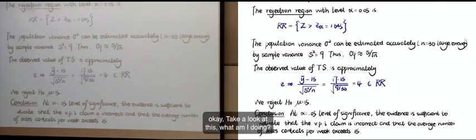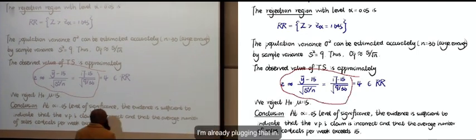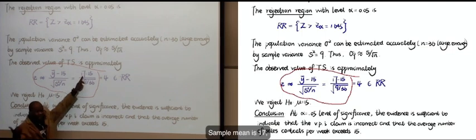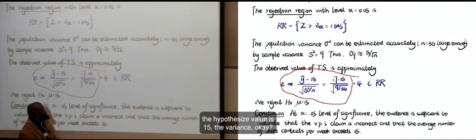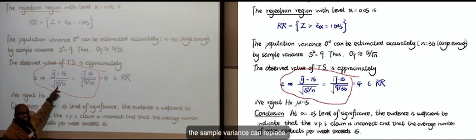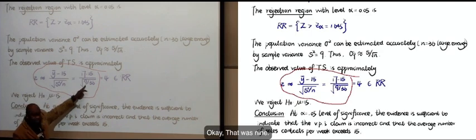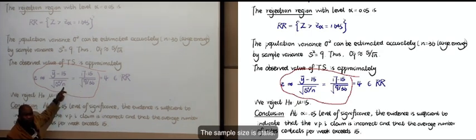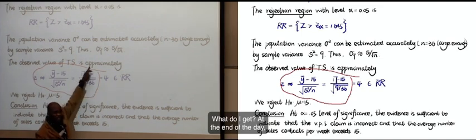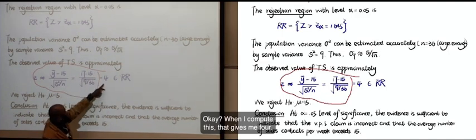Okay, take a look at this. What am I doing? I'm plugging that in. Sample mean is 17. The hypothesized value is 15. The variance, even though initially it was sigma squared, the sample variance can serve as an estimate for population variance when the sample size is large. That was why 9. Then the sample size is 36. What do I get at the end of the day? My test statistic gives 4. When I compute this, that gives me 4.